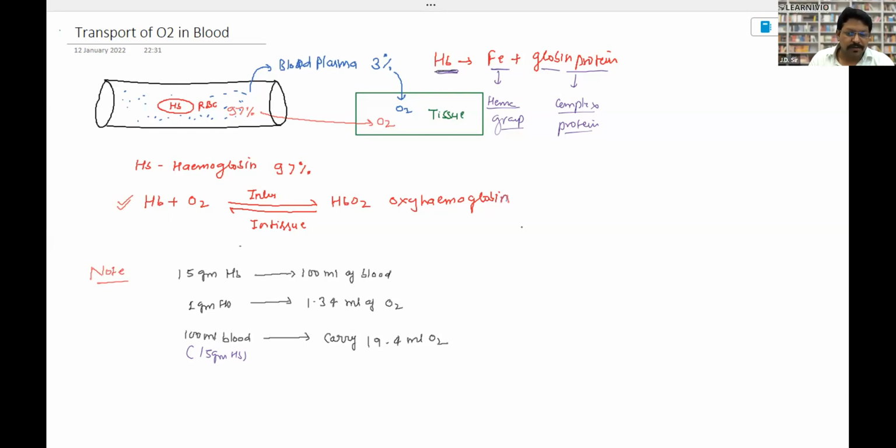Correct or not? Yes. You will get questions in this way, right? 100 ml blood transports 19.4 ml oxygen. 1 liter, meaning 1000 ml blood, will transport 194 ml oxygen. Got it? Yes, sir. Okay. Got it. Fine. Note it down.